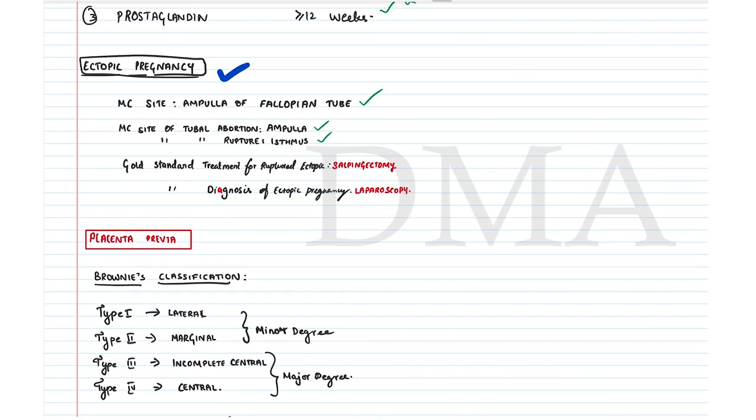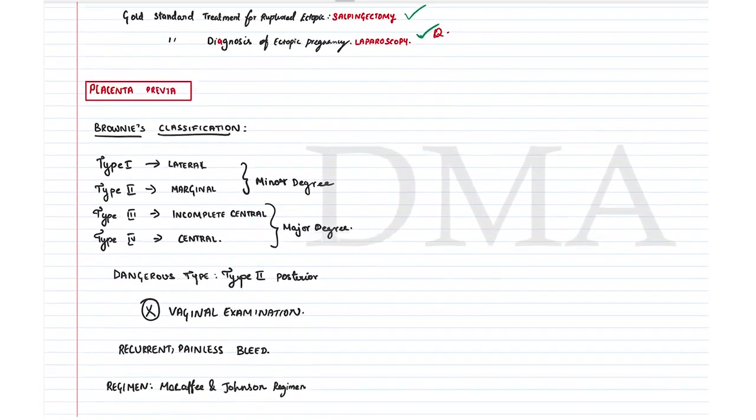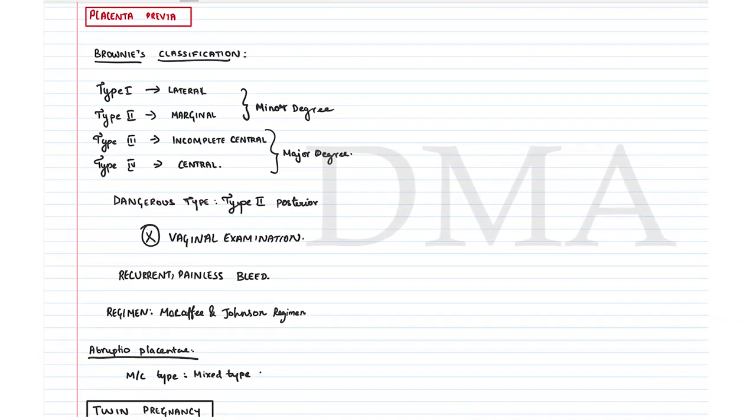And gold standard treatment for ruptured ectopic pregnancy, that is salpingectomy. And gold standard for diagnosis of ectopic pregnancy, that is laparoscopy. So diagnosis of ectopic pregnancy is always laparoscopy, and gold standard treatment for rupture is always salpingectomy, that is surgery. Okay, placenta previa. Important one is your Brown's classification.